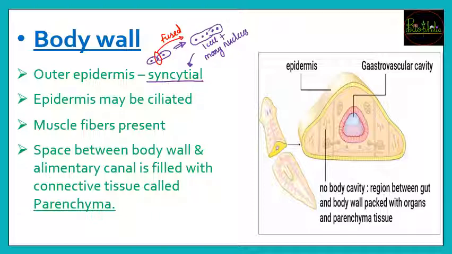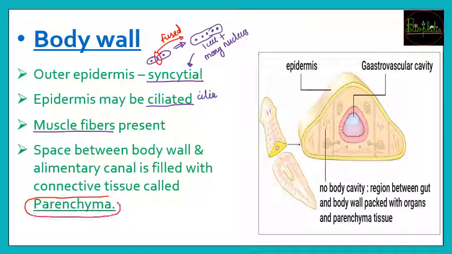Now the epidermis can be ciliated or it cannot be. So cilia present हो सकते हैं. So if cilia are present, then it will be the ciliated epidermis. Even the epidermis can have muscle fibers. So muscle जो formation होगा because of the mesoderm, that mesoderm is also going to represent in the formation of muscle fibers. Now a very important term that you need to understand, that is about parenchyma.